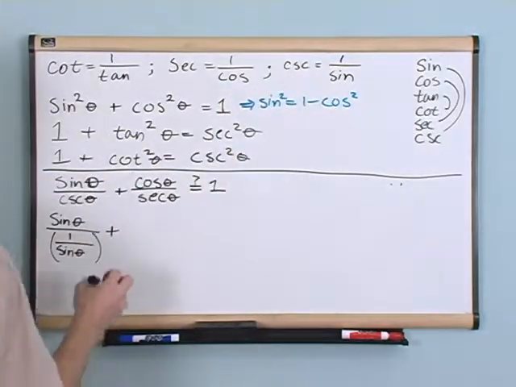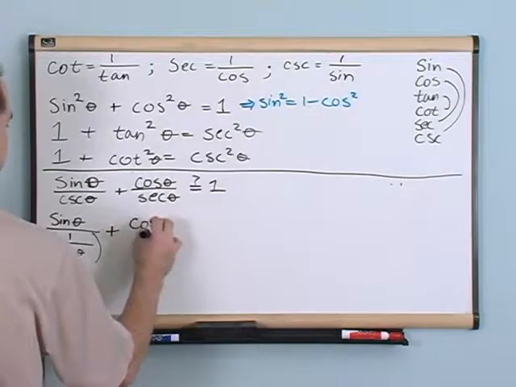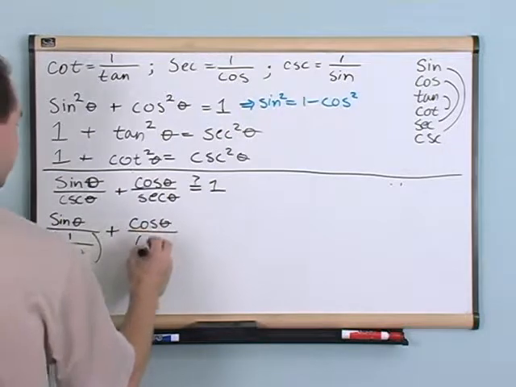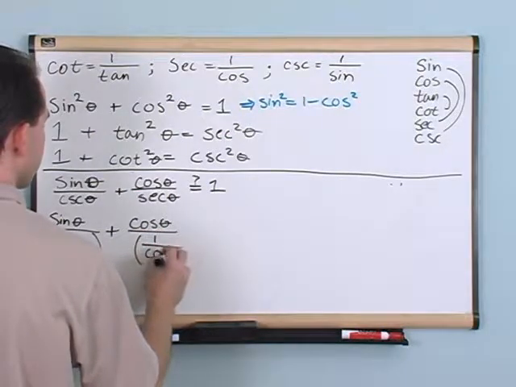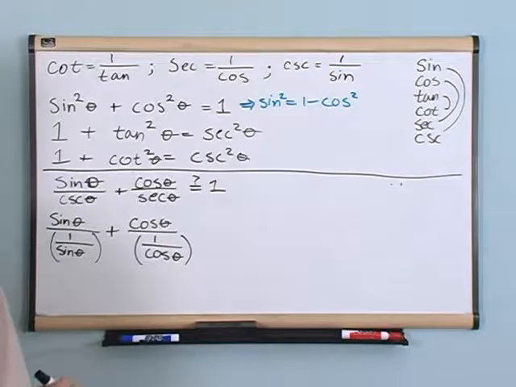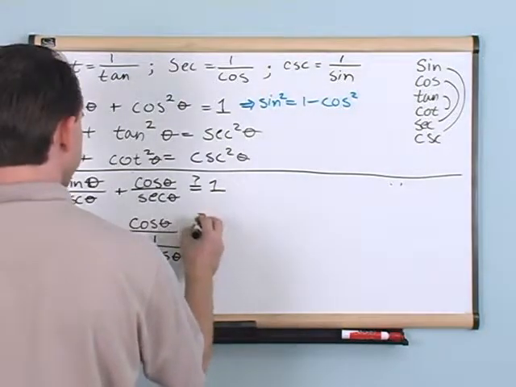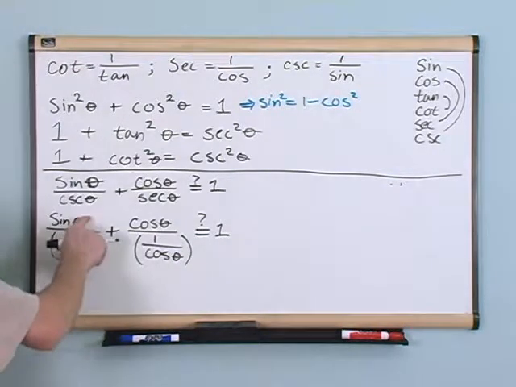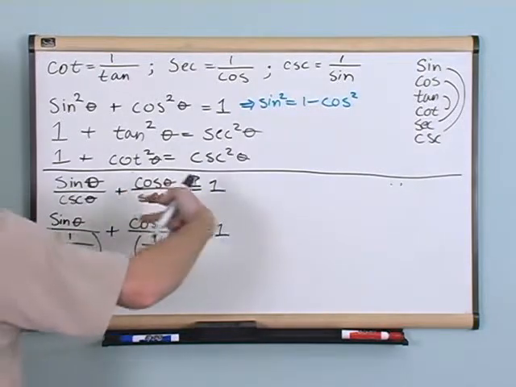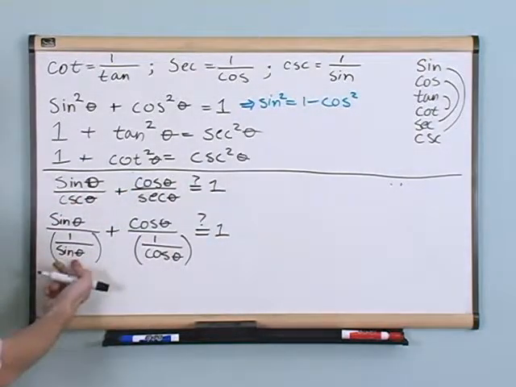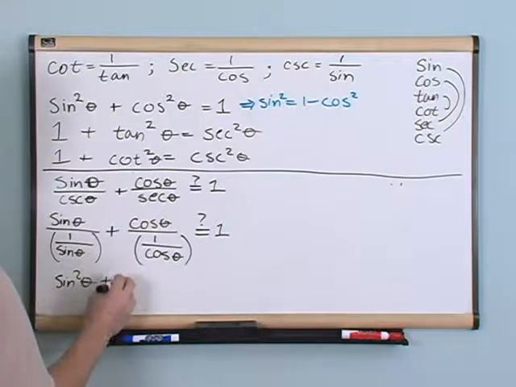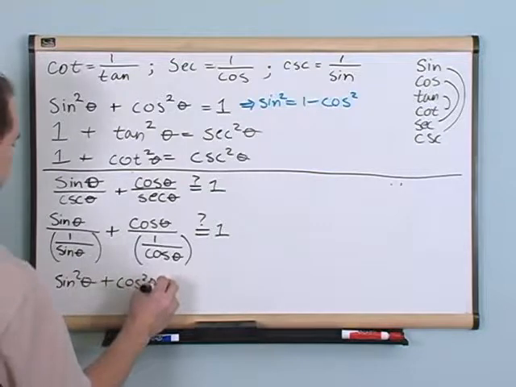And I say, okay, I'm going to add to that this next term, which is cosine of theta over secant, which is 1 over cosine of theta. And I'm going to ask myself, is this equal to 1? What you need to do is simplify your fractions here. And if you remember, when you divide fractions, you take the bottom and flip it over and multiply times the top. So what you're going to have here is sine squared theta plus cosine squared theta equals 1.